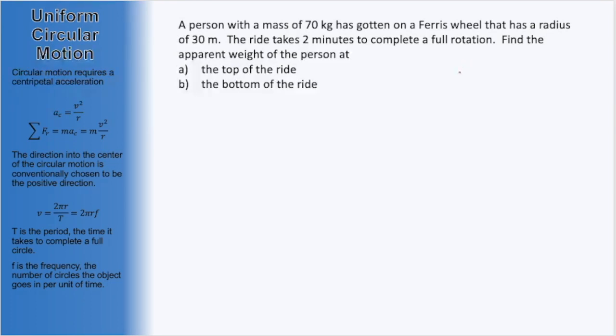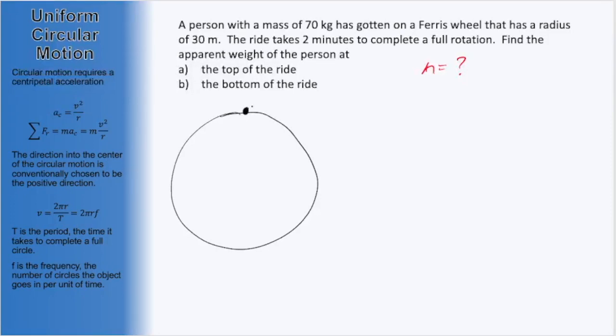Recall that the apparent weight should be associated with the normal force. So we are looking for a force that is acting on an object which is going in a circle. We might want to start by once again drawing our free body diagram, first for the case of being at the top of the ride. So here's the circle representing our Ferris wheel. Here we are riding the cart at the very top of the ride.